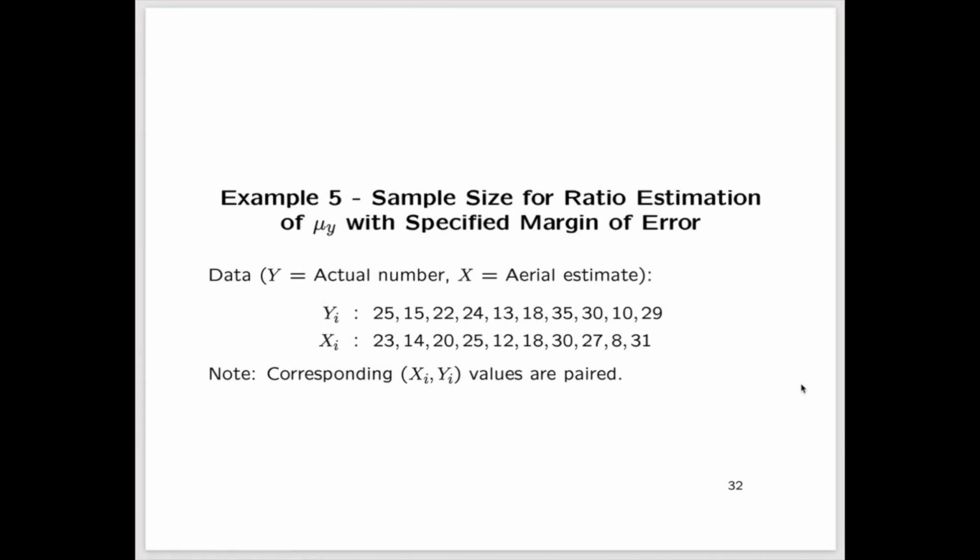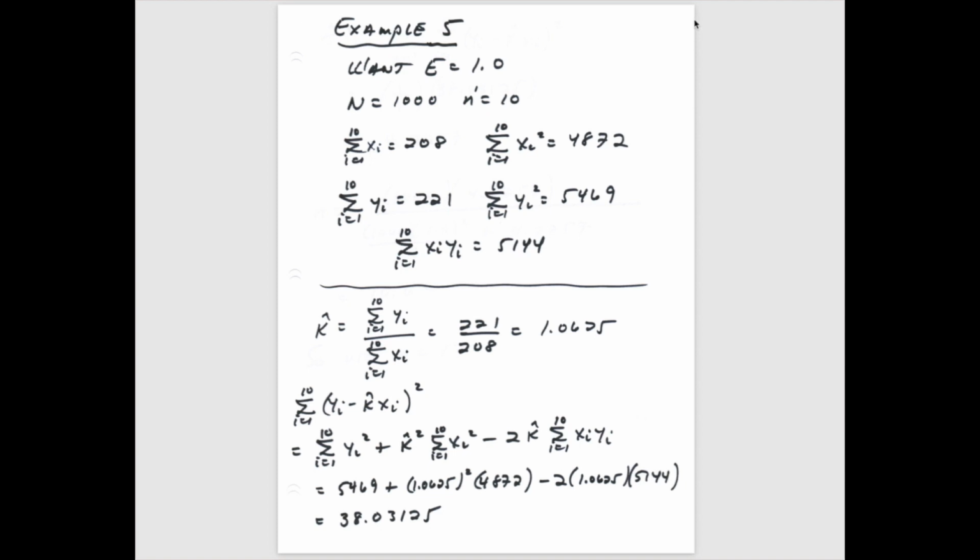All right, and so here are the data from the preliminary study. Corresponding x and y values are paired. The y values are the actual number of trees in a given plot. X is the aerial estimate. We can see here that the values are not exactly equal. If they were, it would be an extremely good way to determine the number of trees, but they're close, and so it looks like they are very highly correlated. And so it looks like this would be a very effective way of estimating the number of trees using the aerial estimates. All right, so here are the calculations.